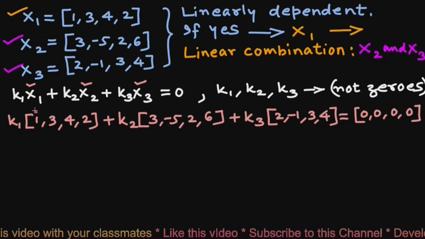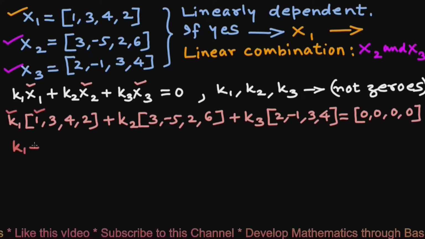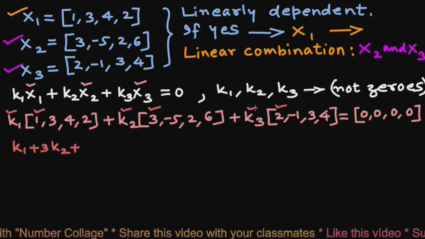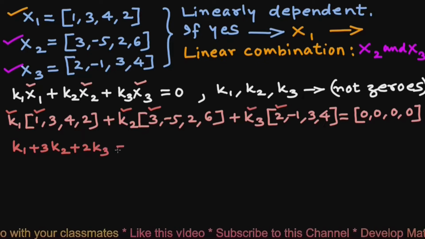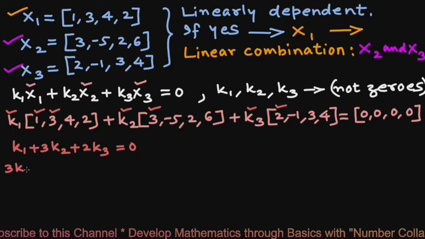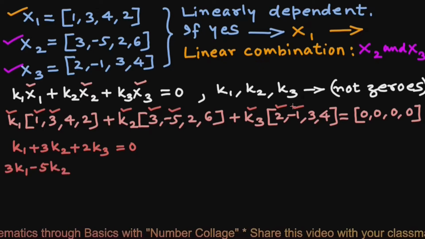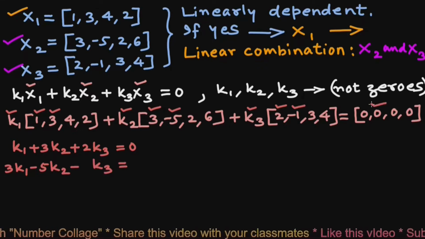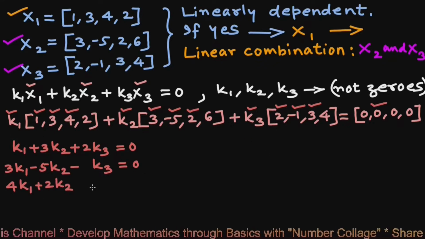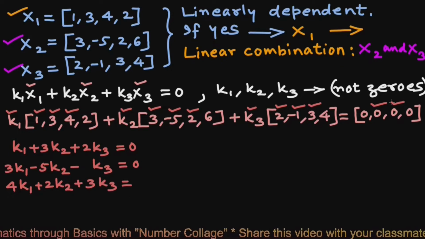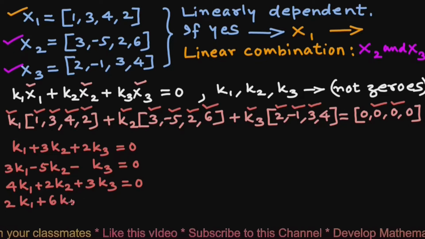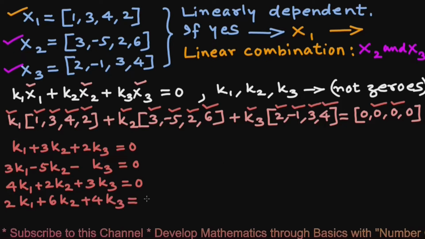This we write as 1 into k1 plus 3 into k2, 3k2, plus 2 into k3, 2k3, equals 0. Similarly, we write for this: 3k1 minus 5k2 minus 1k3 equals 0. Then 4k1 plus 2k2 plus 3k3 equals 0, and finally 2k1 plus 6k2 plus 4k3 equals 0.